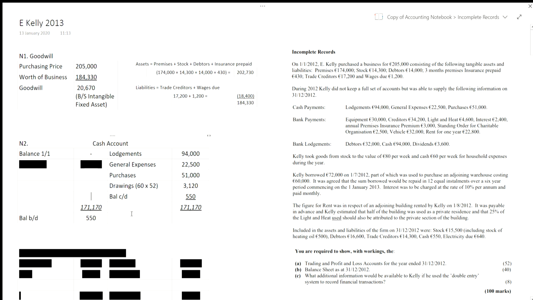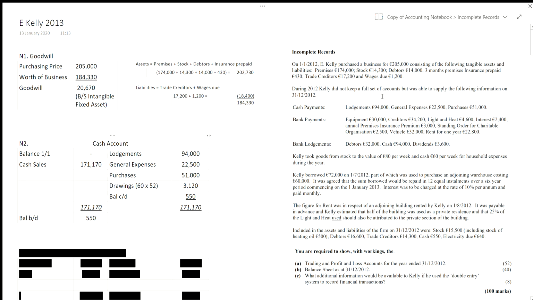So that's my balance on both sides. Everything is listed here, adds up to that total. There's nothing here, so therefore my missing figure here is actually going to be my cash sales. My cash sales are 171,170. And that's how I deal with my cash account.